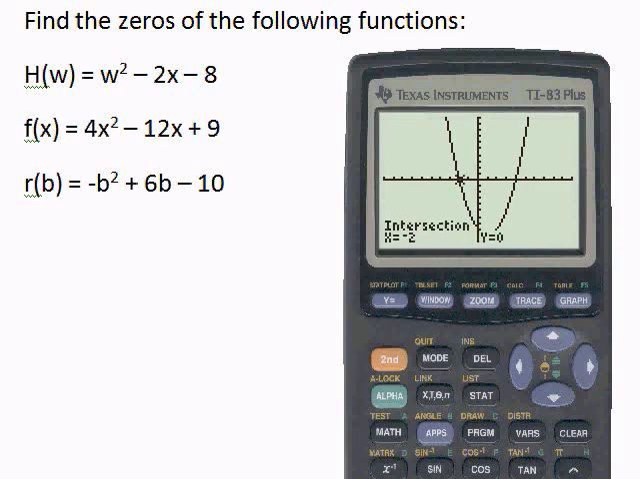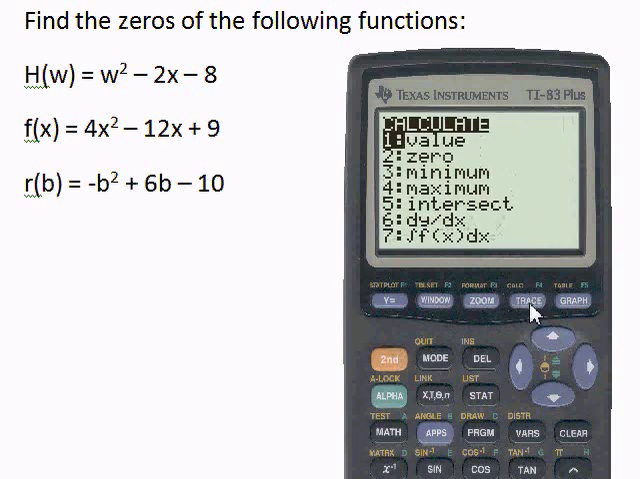X is equal to -2. Now again, we don't want to use x, we're going to use w, so we write w equal to -2. So that was one of our zeros. You'll notice it crosses over here too, so we need to use the exact same process to find that other zero.